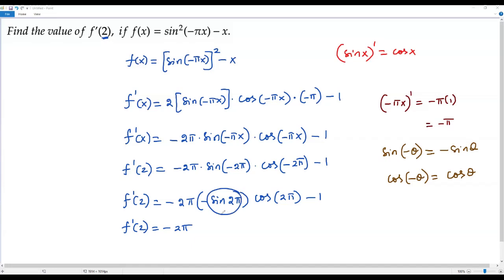When we have 0 as the value for this one, the negative sign over here doesn't matter. So it will become 0. And the value of cosine 2 pi from the unit circle is 1. So f prime of 2 equals, when I multiply 0 by anything, everything will become 0. Because this negative 2 pi is multiplied by 0, and further this 0 is multiplied by 1, this complete stuff becomes 0. So finally, I'm getting f prime of 2 equals 0.